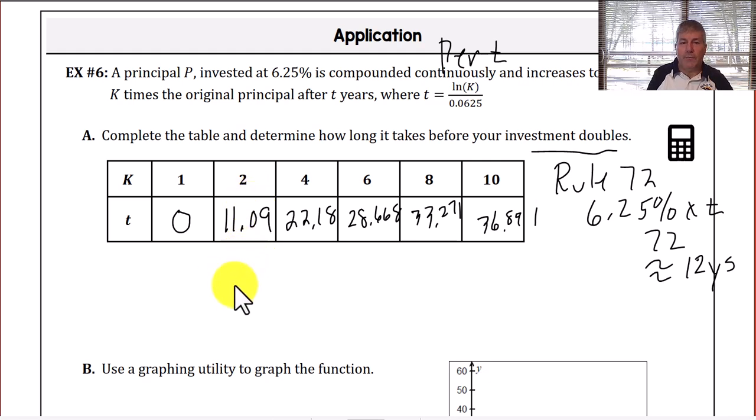So our investment is going to double at 11.09 years, which is consistent with our rule of 72. We said it would take less than 12 years. So it's going to double after 11 years. It's going to double again after 22 years. And then it's going to double again at K equals 8, natural log of 8, at 33 years. Okay, so every 11 years it's going to double.